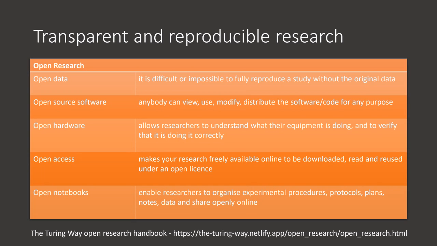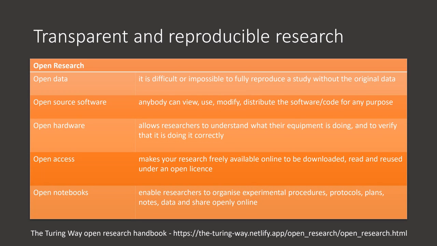Similarly, you might share full information about what hardware you used to generate your data, your calibration settings, and so on. Again, it's about being transparent and allowing people to follow in your footsteps and understand what you did and how you achieved the results that you did. Open access is something that you've almost certainly come across already, that is usually a term used for publication.